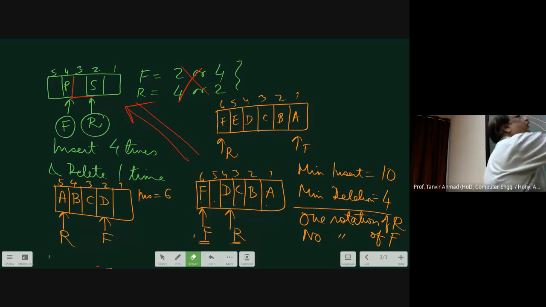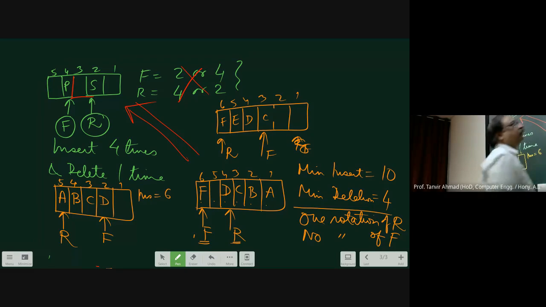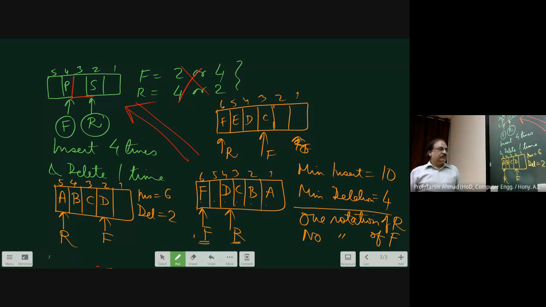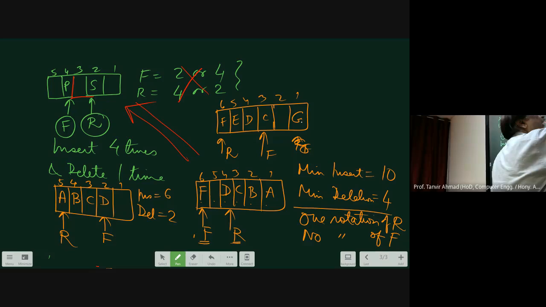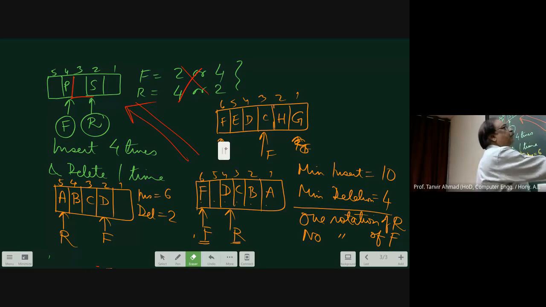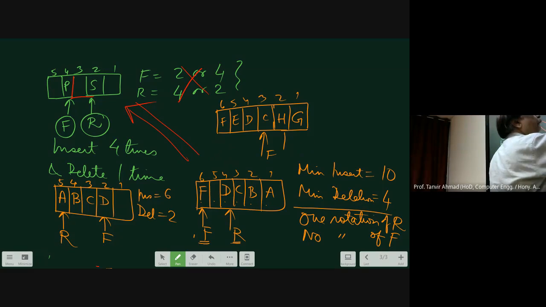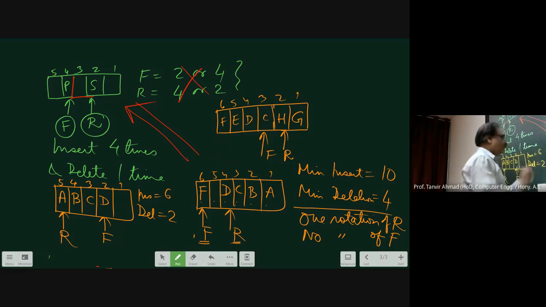If I delete say 2 times, what will happen? You will be able to remove this, you will be able to remove this. And F will now come to this place. That means deletion will be 2. Now suppose I insert 2 times more. Therefore, G will insert here and H will insert here. Now R will move from here to here. Now you have inserted 2 times more.